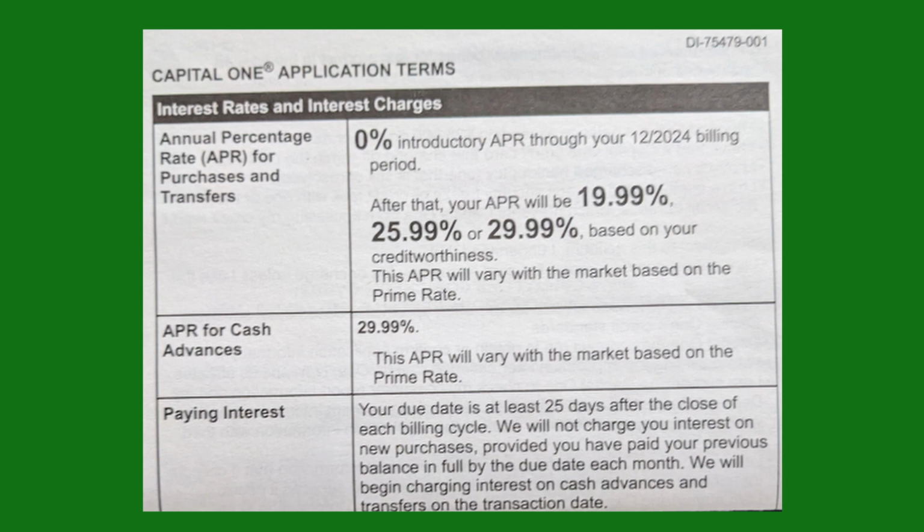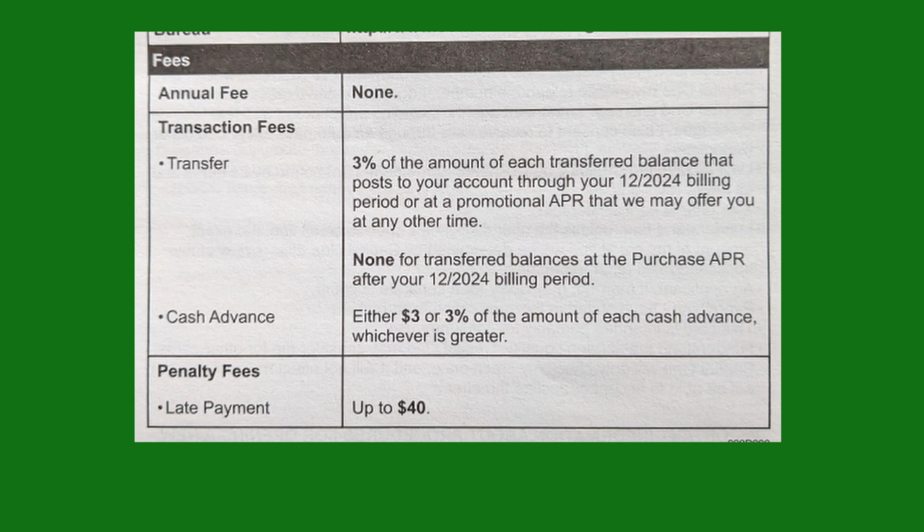And here is the very important part: we begin charging interest on cash advances and transfers on the transaction date. Later, you're going to see there are fees. The annual fee, there's none. The transaction fees are 3% for a transfer fee, none if the balances are after that 12/24 billing period. Then there is a cash advance fee. It's either $3 or 3% of that cash advance for each cash advance that you do, whichever one is greater. And here it lists your penalty fees. Late payment can be up to $40. So that's just one example.